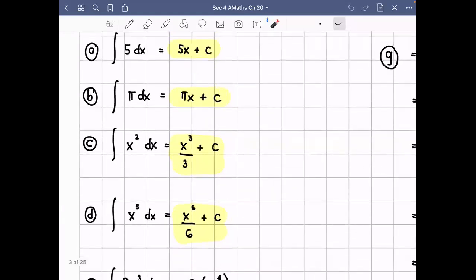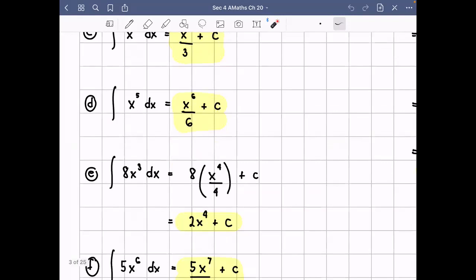For letter D, what is the antiderivative of x raised to 5? That is equal to x raised to 6. Again, this is n plus 1, so it becomes 5 plus 1. That's why this is 6. Now, if this is 6, your denominator is also 6, and then plus c. So that's your answer for letter D. Let's have another one. Now, these examples, class, are not in your book, so please listen carefully.